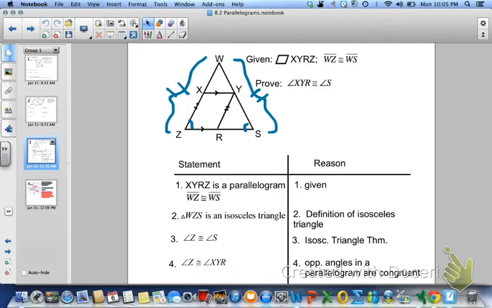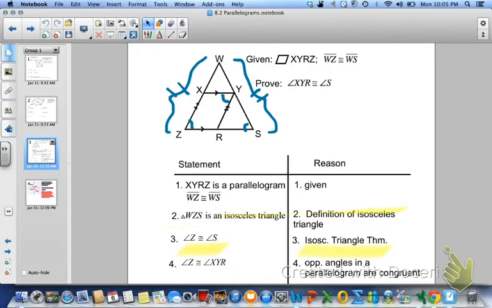So when I looked at my steps of my proof, I put down my given, and then you notice that in my next statement I said, I have an isosceles triangle by definition of isosceles triangle. Since I have an isosceles triangle, I can go ahead and use the fact that the base angles are congruent. So that's why I put angle Z is congruent to angle S by the isosceles triangle theorem as my third step. Now I want you to notice that since we have a parallelogram, that opposite angles are congruent. So we can also say that angle Z is congruent to angle XYR, because opposite angles in a parallelogram are congruent.